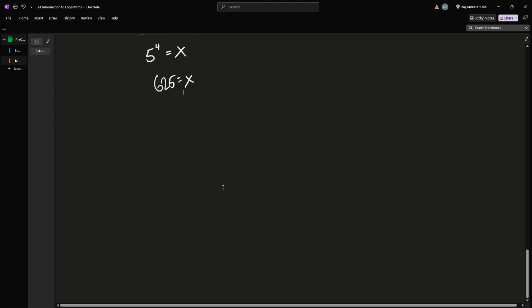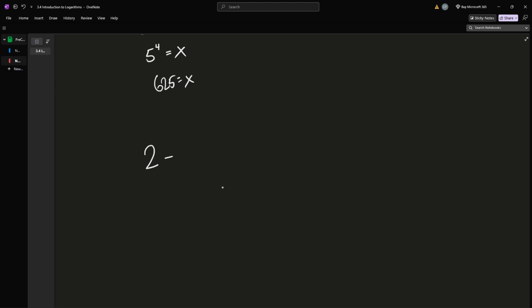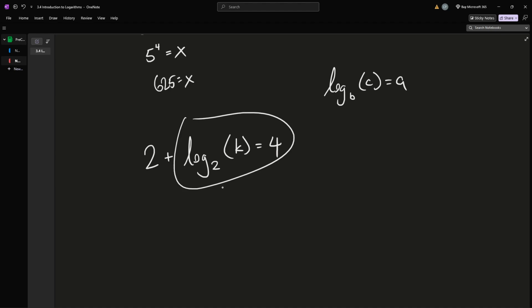Now all this concluded in the end of our homework with these type of questions. 2 plus log base 2 of k equals 4. Now my formula above, log base b of c equals a, I need it to look exactly like this. And you see I have this plus 2. That's kind of preventing me from doing it. I can't just ignore it and say, I only want this.